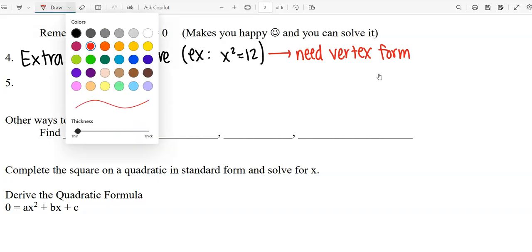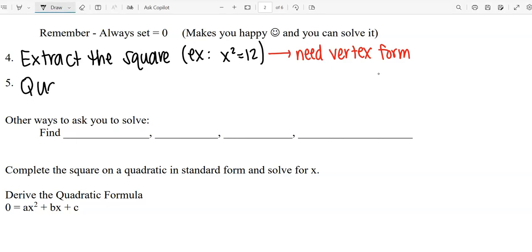The fifth way is what we're learning today, and that is the quadratic formula. You learned the quadratic formula in Algebra 1. It should be your last resort because the opportunities to mess up the quadratic formula are numerous. It is very intricate and there are a lot of details that you can't miss. There's a lot of negatives, a lot of fractions, and a square root in there. So I would use it as a last resort. But the good news about the quadratic formula is that it always works.